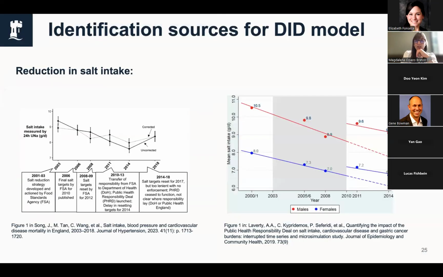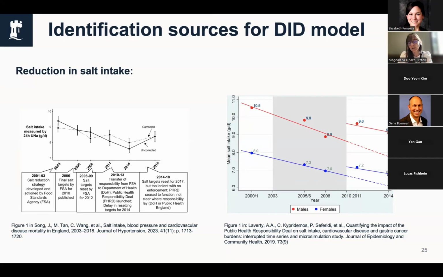In terms of the sources of identification for this difference-in-differences model, in black and white here we have the salt intake that was associated to the reduction in salt from the salt reduction campaign, and you can see that it went down from 2003 when it started until 2014, and then it went up in 2018. It changed after 2011, actually, because you can see in the next figure that the policy intense period was between 2003 and 2010.